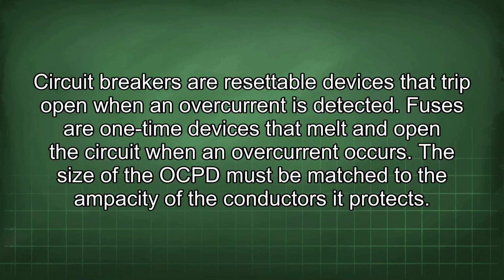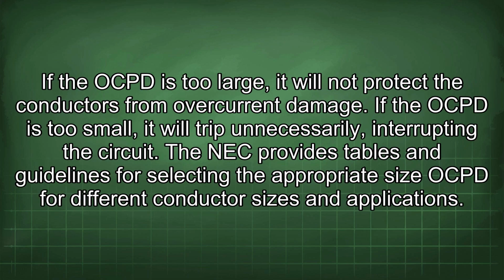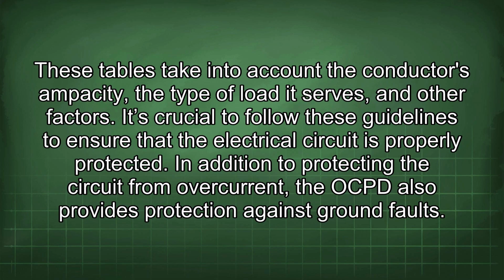The size of the OCPD must be matched to the ampacity of the conductors it protects. If the OCPD is too large, it will not protect the conductors from overcurrent damage. If the OCPD is too small, it will trip unnecessarily, interrupting the circuit. The NEC provides tables and guidelines for selecting the appropriate size OCPD for different conductor sizes and applications. These tables take into account the conductor's ampacity, the type of load it serves, and other factors. It's crucial to follow these guidelines to ensure that the electrical circuit is properly protected.